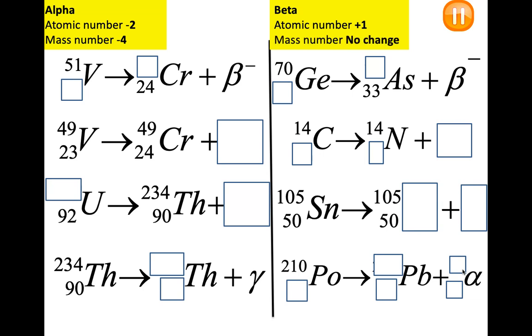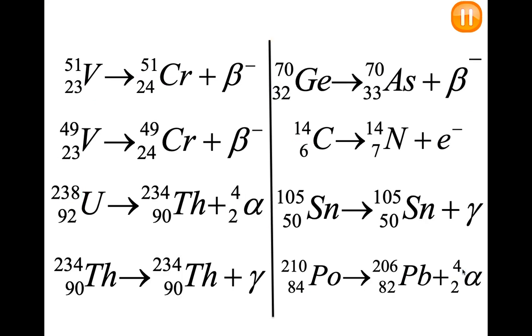Okay, so remember alpha decay decreases the atomic number by 2 and the mass number by 4, whereas beta decay increases the atomic number by 1 and the mass number is unchanged. Use that to help you. So press pause and fill in the gaps. Okay, so the answers are on the board. So the gaps, the boxes that you needed to fill in, are now on the board for you. Press pause to check your answers and correct them if needed.